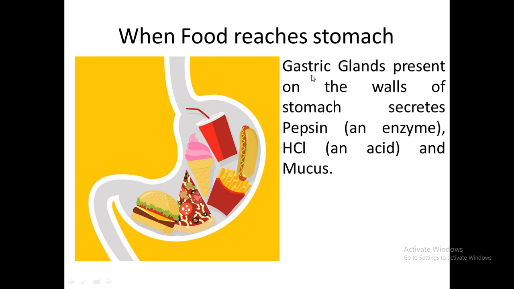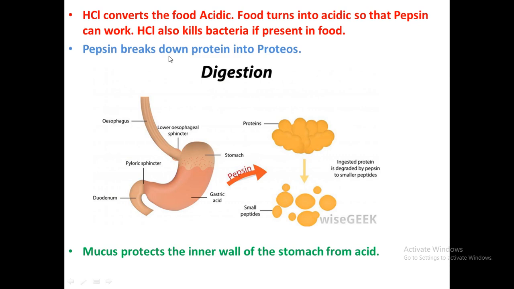So what are the functions of these things? When the food comes into the stomach, HCl, pepsin, and mucus will be secreted. HCl will help to convert the food into acidic form. The food that comes into our stomach is neutral, so it should be converted to acidic form. If it is not converted to acidic form, the pepsin will not be able to work. So HCl converts the food to acidic so that pepsin can work.